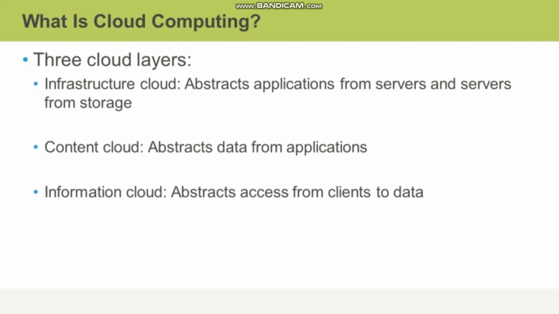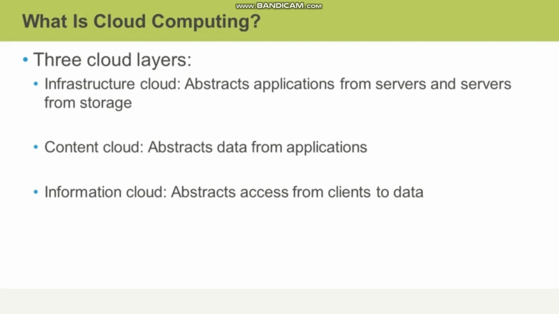In terms of layers, there are three cloud layers, and these terms might vary from definition to definition, but an infrastructure cloud abstracts applications from servers and servers from storage. So, again, from the perspective of a customer, an application is running somewhere. We're able to access that application. But again, it doesn't really matter which server it's running on. And then the storage, the same idea. As long as the storage is accessible from any particular server, it does not need to be physically on that server. It could be on any server. So it really does not matter in terms of the location of an application, nor the storage from the perspective of a server. As long as it can be accessed, doesn't matter where it is.